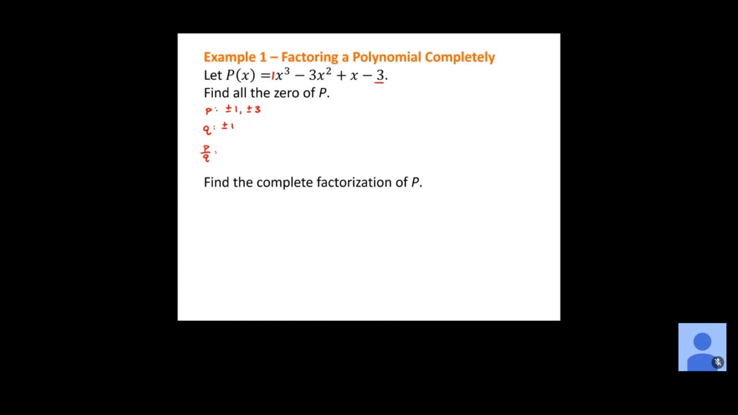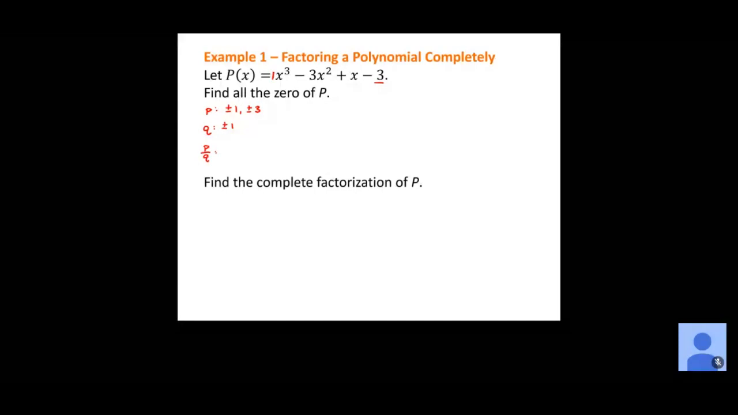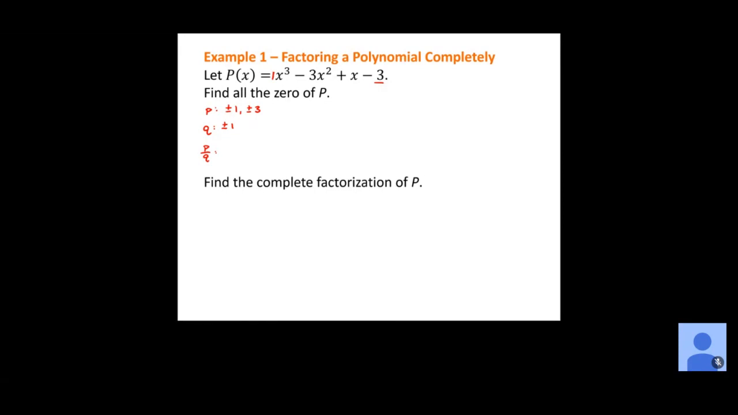Yeah, just 1 and 3, positive and negative, right? Because we're dividing 1 by 1, which is still 1. 3 divided by 1, still 3. So we get plus or minus 1 and plus or minus 3, right? Same as the list of p-values, because we're just dividing by 1 this time. Any questions about finding the p over q values? Okay, now once we have those, what are we going to do next?